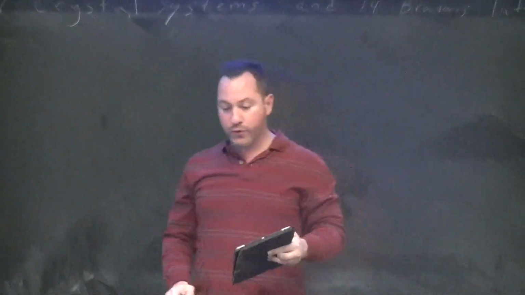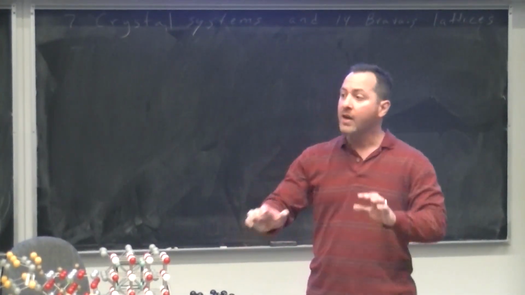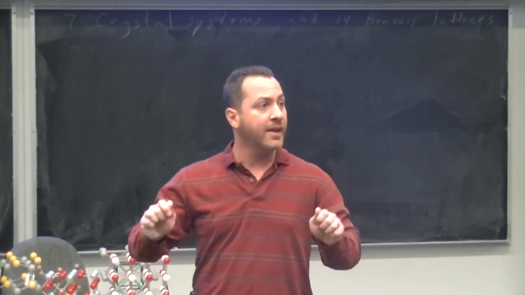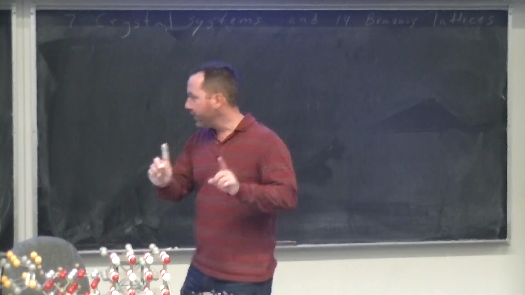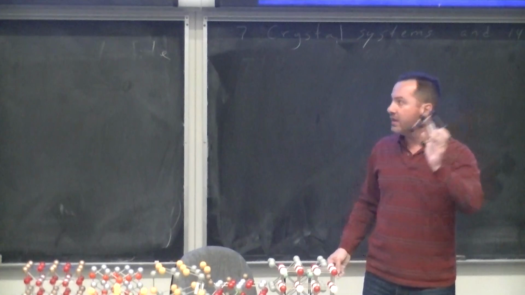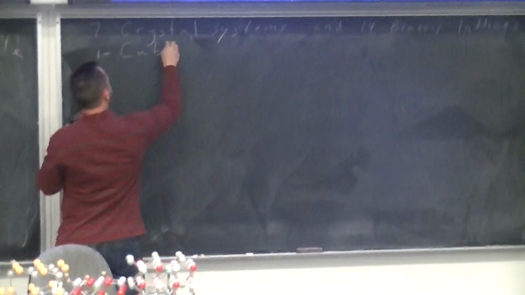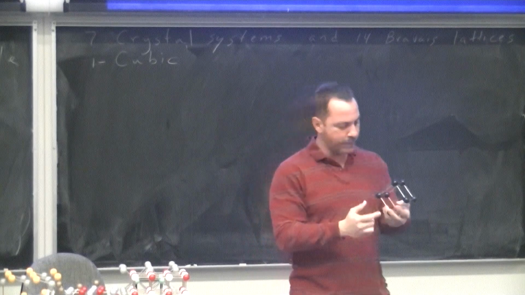And what I would like to do now is to identify those 14 Bravais lattices, those 14 kinds of unit cells from which crystals can be built up from the bottom up. So the very first one, there's one thing that I need to tell you. A unit cell like this, and this is the most fundamental unit cell, is called the cubic. I don't know why, but it kind of looks like a cube.